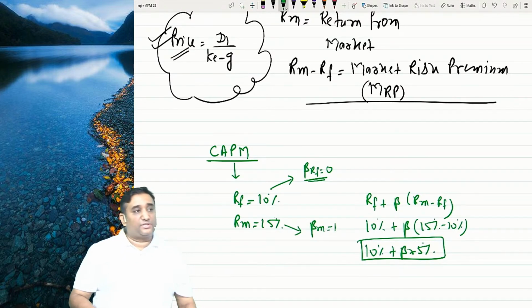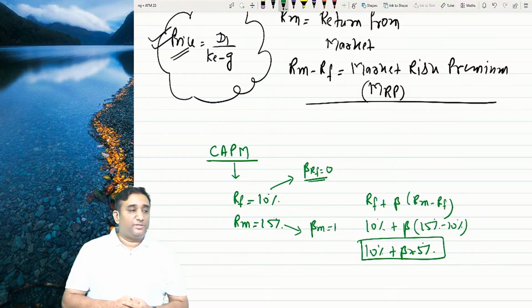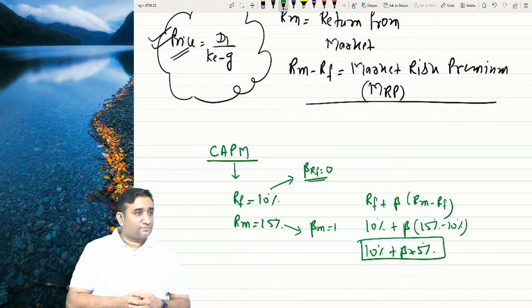Now look at what this equation says. It says 10% is the return which I require without taking any kind of risk. I need 5% extra when the beta of the market is equal to 1. Now let's suppose you're investing in a particular security whose beta is 1.2. Is the risk higher than the market or lower? Higher. Return expectation would be higher: the higher the risk, the higher the return.